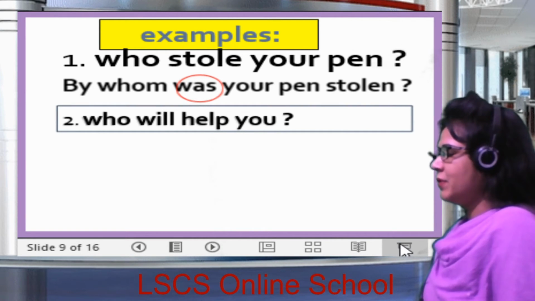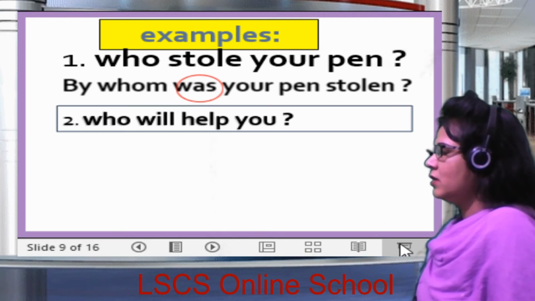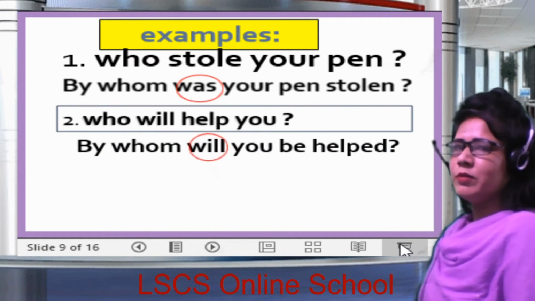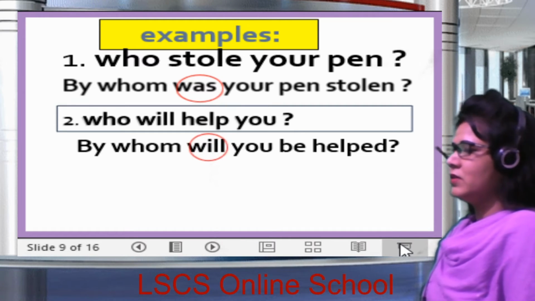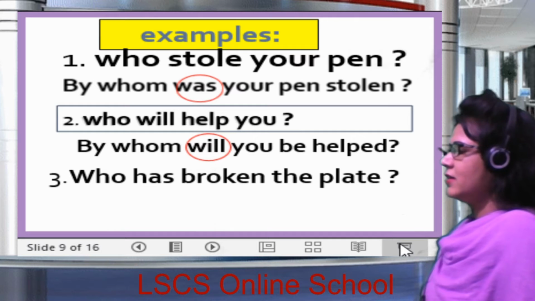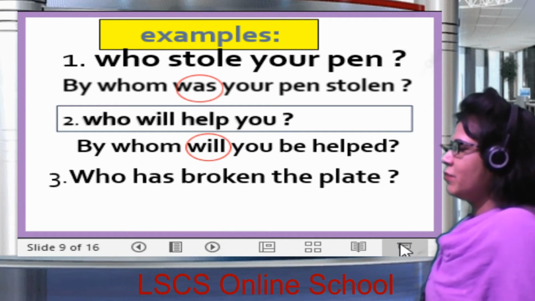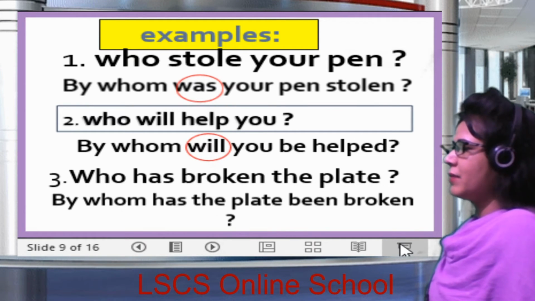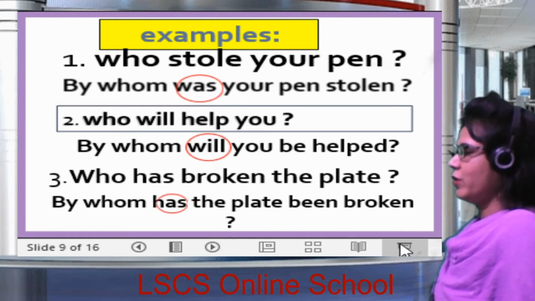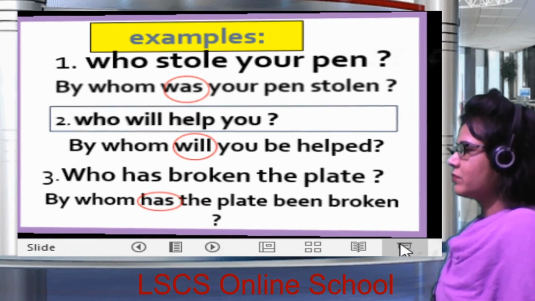Dear students, just see carefully. Who will help you? The next sentence for you, this is also active, and do it into passive, dear students. By whom will you be helped? So next one: who has broken the plate? There we get three examples, dear students. Who এর পরিবর্তে আমরা এখানে by whom ইউজ করব. By whom has the plate been broken? So dear learners, next slide for you.